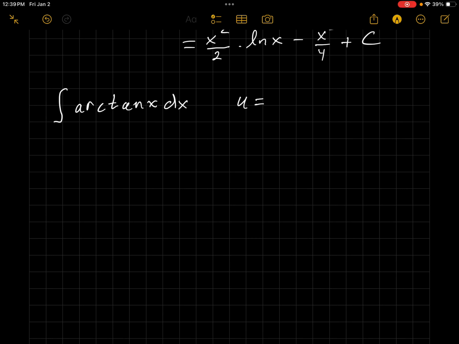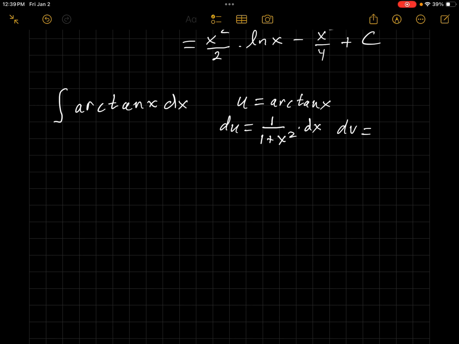So I will start again by finding my u and my dv. I don't really have a choice. I mean, I suppose I could let u equal dx, but then what does du equal? I have no idea. So I really only have the choice of u equals the arctan of x. Okay, so we do have to take the derivative here, but that's not the end goal. So the derivative of the arctan of x is 1 over 1 plus x squared times dx.